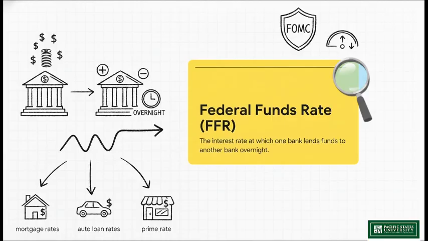Why does the central bank care so much about what banks charge each other for a 12-hour loan? Because this foundational rate creates a massive ripple effect across the entire global economy. It's essentially the wholesale cost of money.